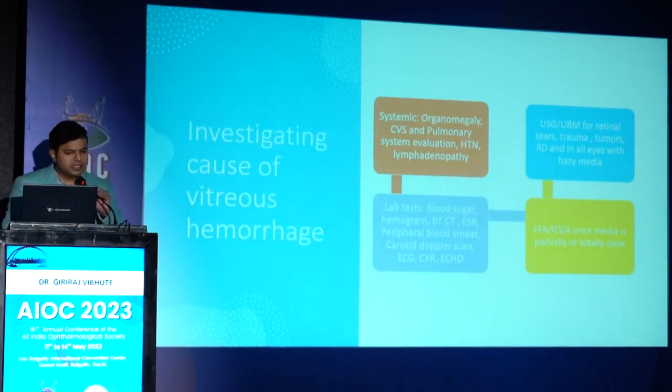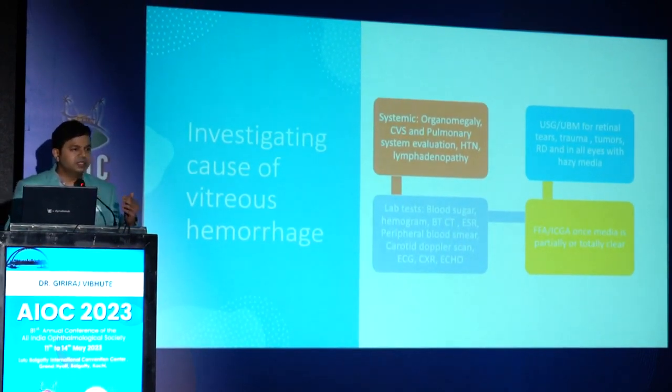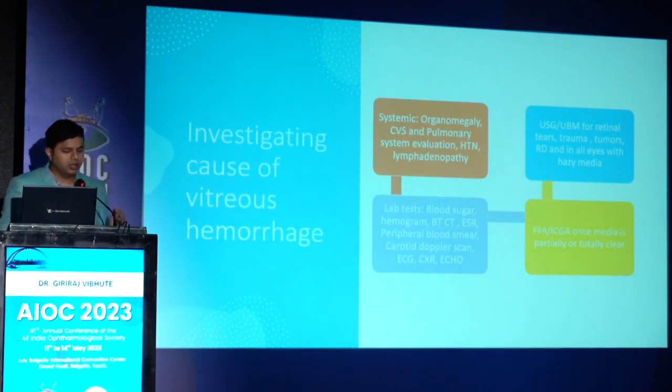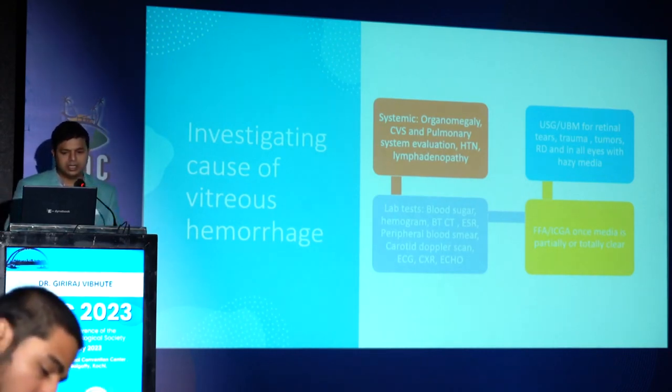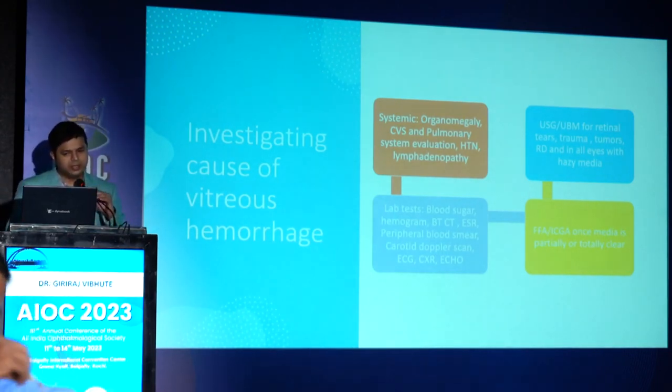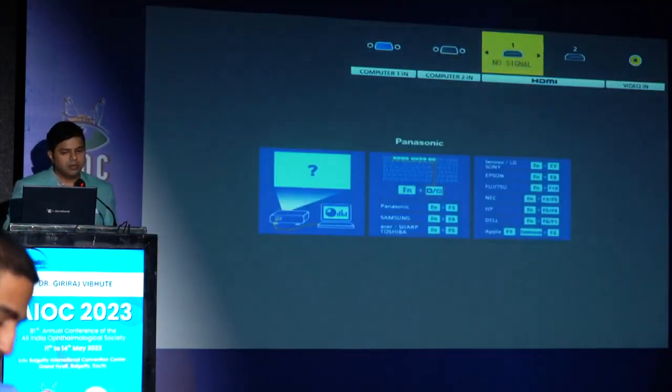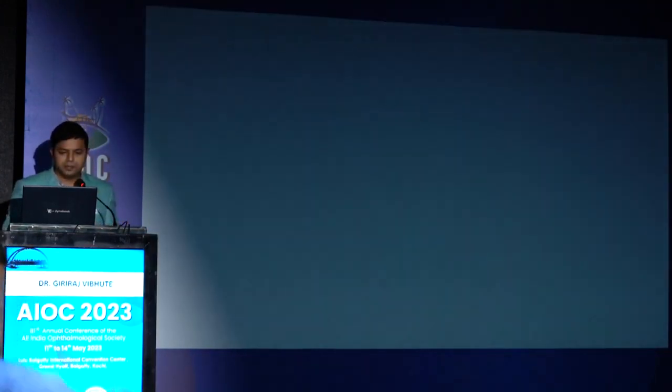So what we do in such cases, we send the patient to the physician for evaluation. We follow a protocol at our institute that in all vitreous hemorrhage cases, we get a peripheral smear with CBC counts done before posting for surgery, to look out for any leukemic changes or any anemic changes or sickle cell, etc. So systemic evaluation, if it needs to be done, the physician will look into organomegaly and pulmonary hypertension, etc.